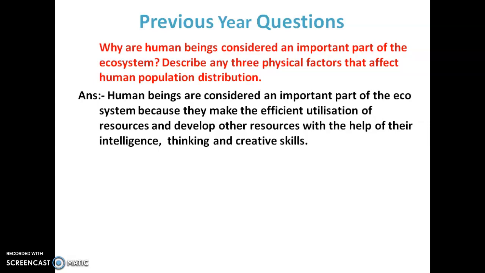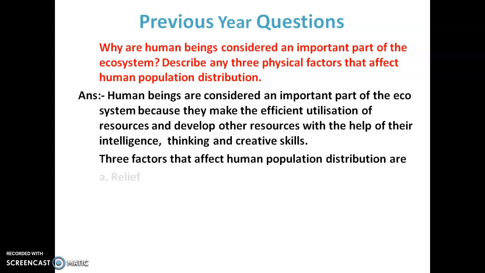The second part of the question is: describe any three physical factors that affect human population distribution. So which are the factors which affect the human population distribution? Mostly, what we know is that these factors have been divided into two parts. One is physical, another one is economic. So here we will be talking about physical factors.